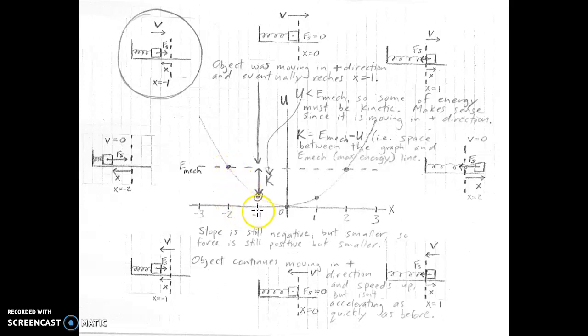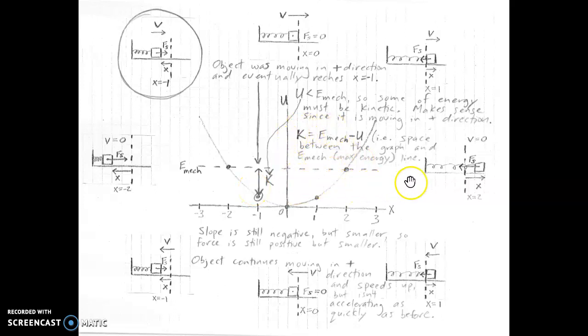Then, as we move to the right, now we get to position -1. So at this point, we only have this much potential energy, but we have this much mechanical energy, which means whatever our total energy, our mechanical energy is that isn't potential energy, has to be kinetic energy. And so if we subtract these two, whatever this space in between, that has to be the kinetic energy. And if we have kinetic energy, that means it has to be moving. So the object is moving in the positive direction. When it hits this point, our potential energy is less than the mechanical energy, so some of it has to be kinetic energy, which makes sense because it's moving in the positive direction.